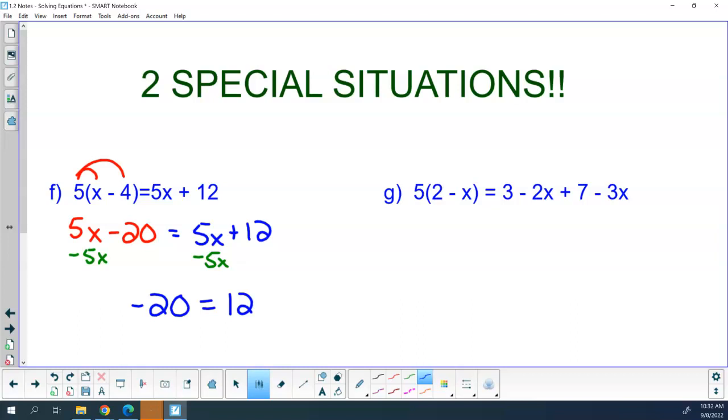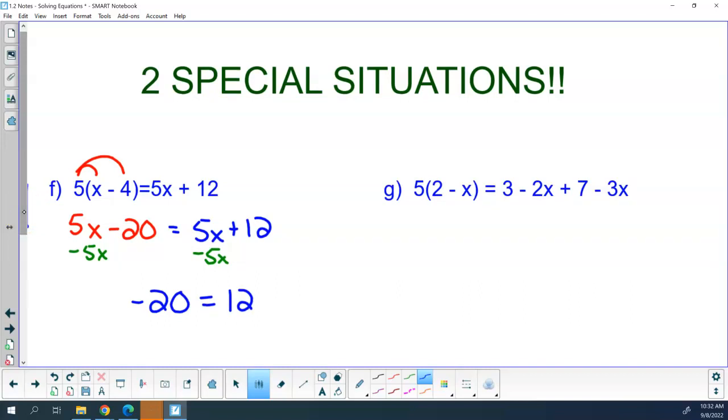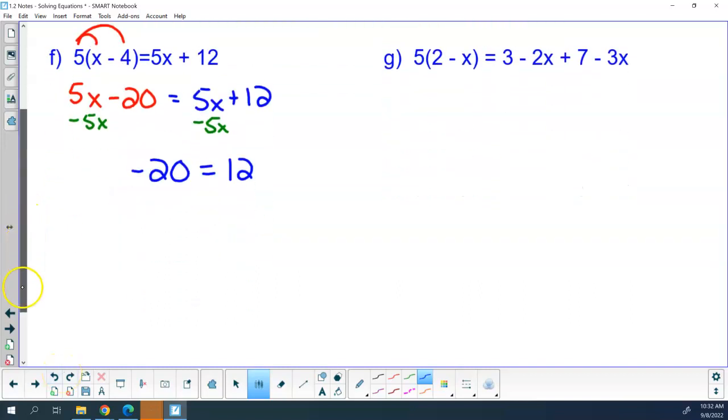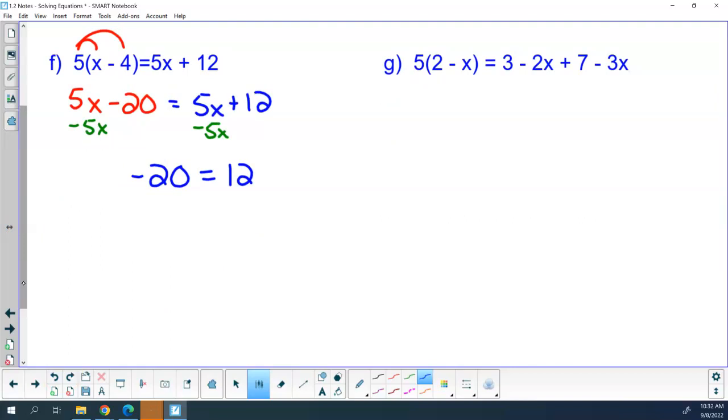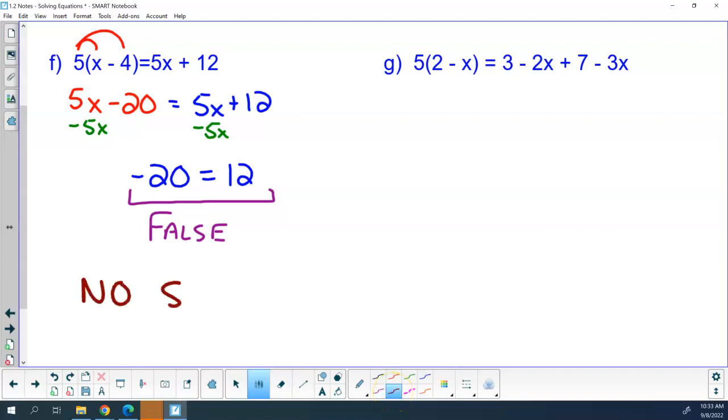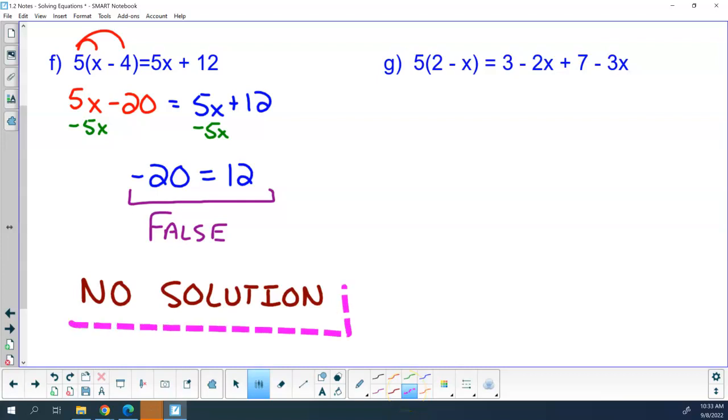So in this particular case, when we have a false statement, the answer then is no solution. There is no value of x that would make that equation be true. None.